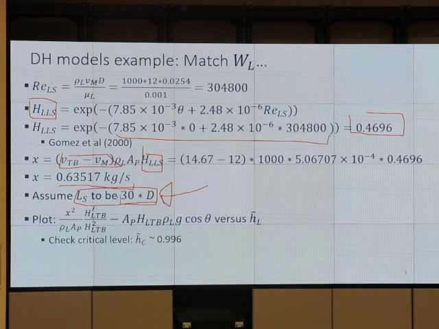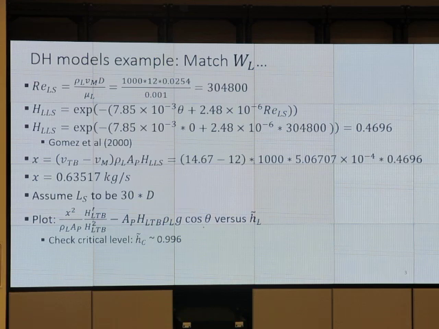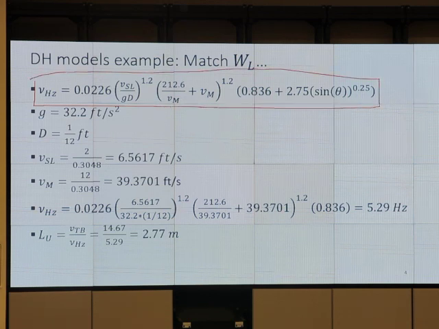The one that uses frequency is in the book. So we plot this part to find the critical level, the denominator. Plot the denominator versus H2 and find out what H2 causes the critical level, or slope equal to 1 over infinity. Then the starting point has to be lower than that. This is a closure relationship for slug frequency. Substitute the values, and I get that LU is VTB over nu, or 2.77.